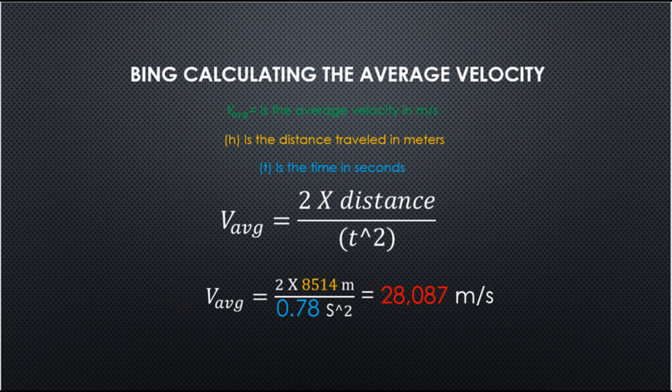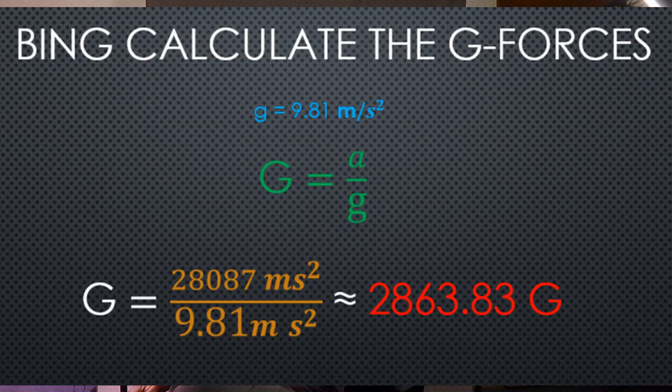Then the acceleration is. Finally, the g-forces. Plugging in the numbers. This will give us the g-force experienced by the object. Keep in mind that this is a simplified calculation, and the actual g-force could be different due to various factors such as air resistance and the object's propulsion system. Also, the g-force calculated here is an average over the 0.78 seconds. The actual g-force experienced at the very end of the descent could be higher or lower.